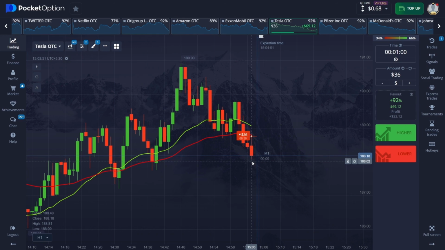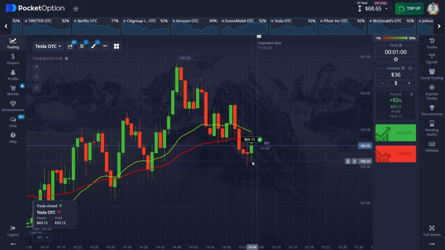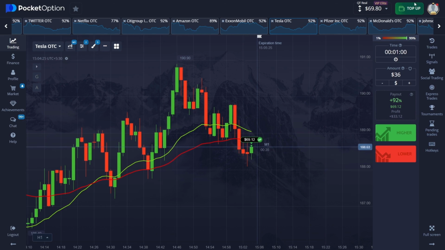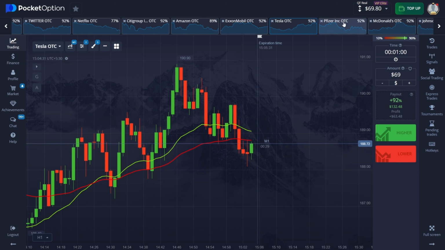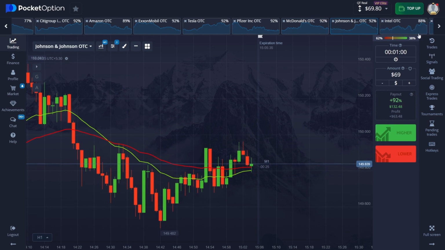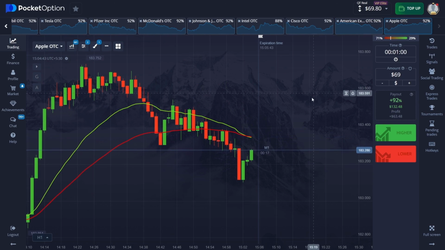We have 30 seconds left. With only a few seconds remaining, it's a win. Our balance has increased to $69. Let's find a trade for $69 using the moving average. We have a trade opportunity, but the moving average is too far. So let's wait.